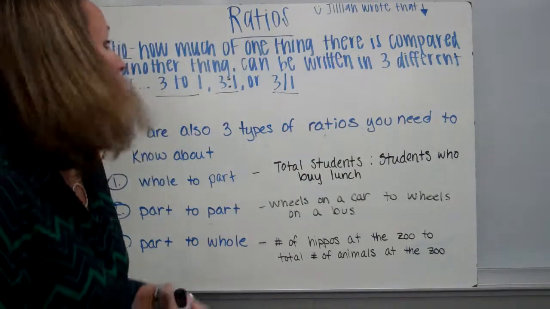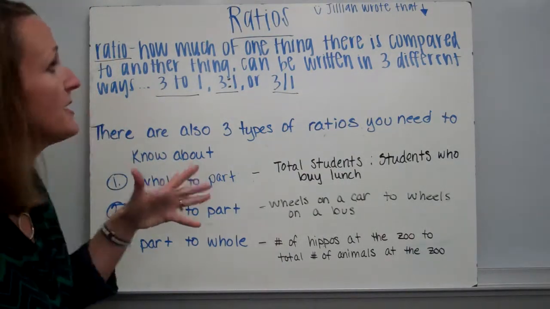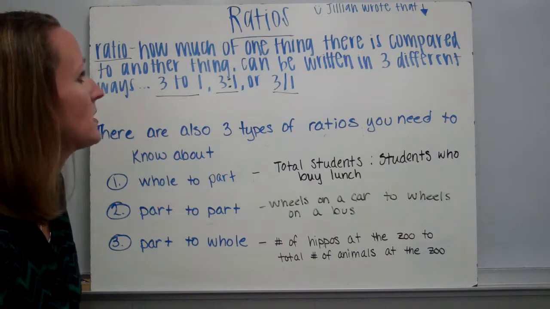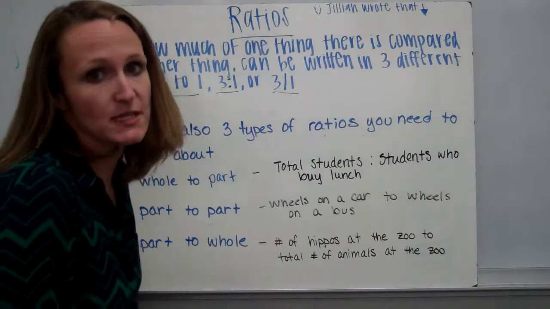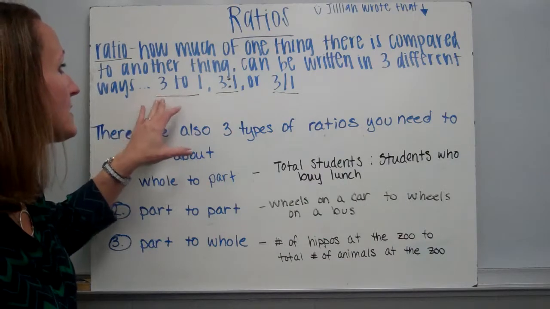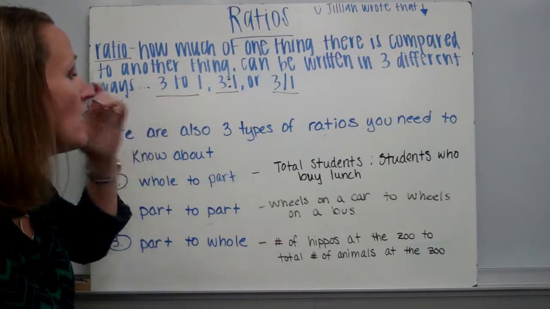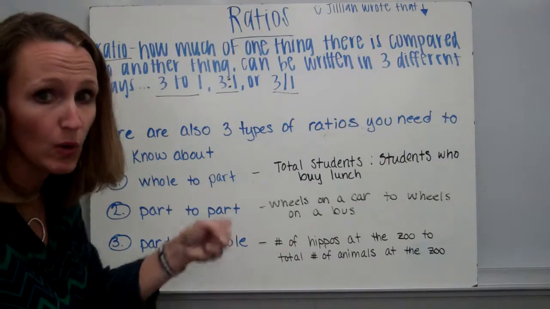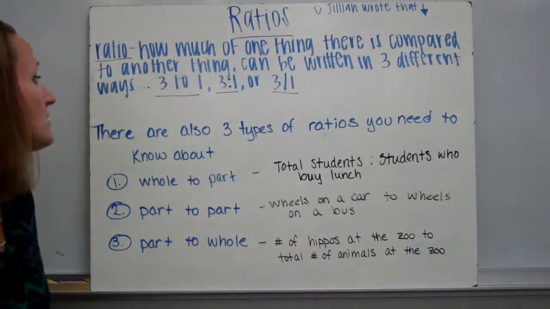Okay, in this video we're going to talk about ratios. By definition, a ratio is how much of one thing there is compared to another thing. There are three ways to write a ratio. You can write it as 3 to 1 with the word "to," or you can use a colon and write it 3:1, or you can write it as a fraction.